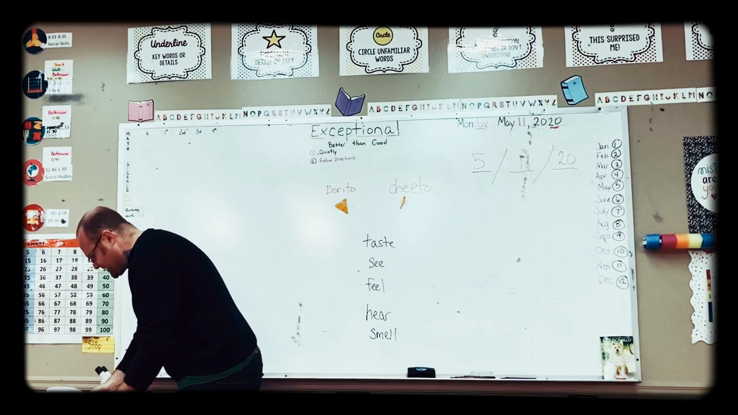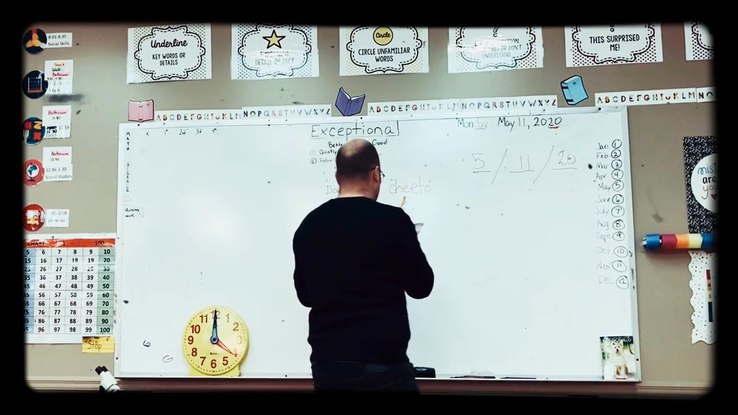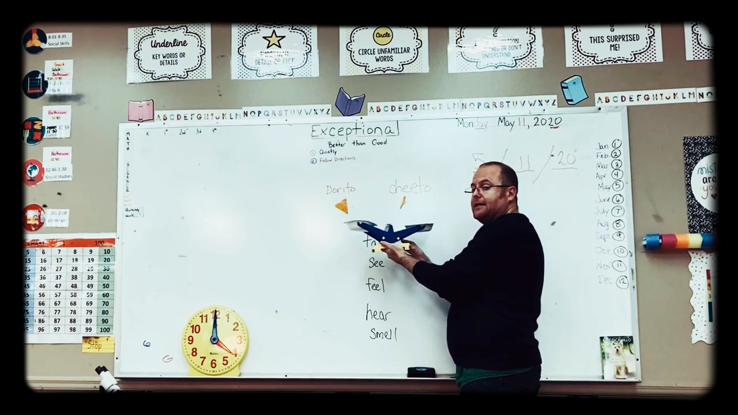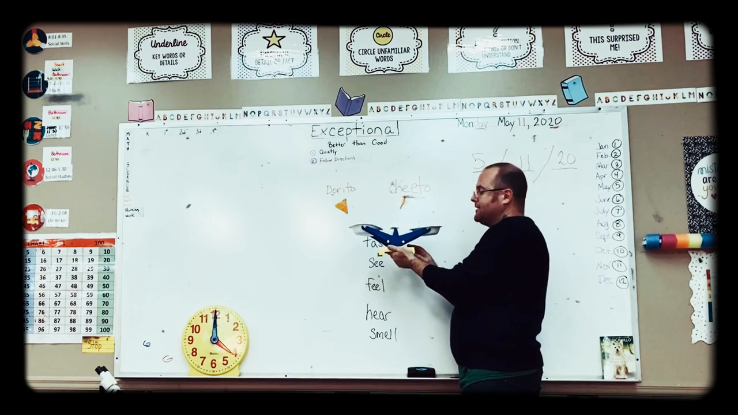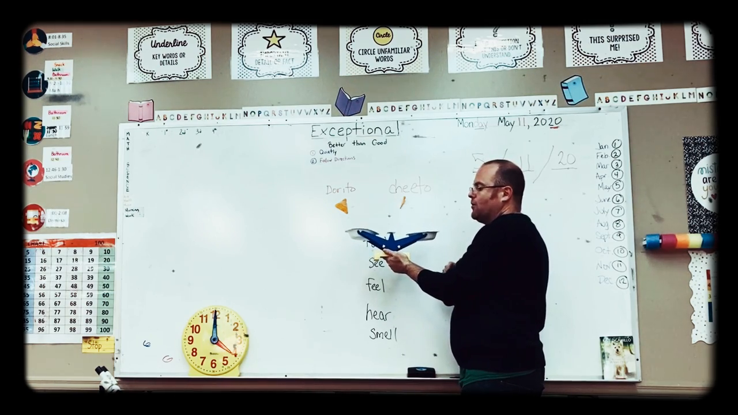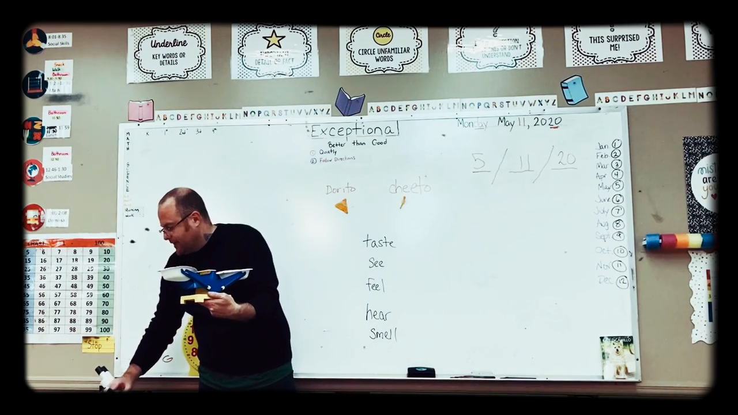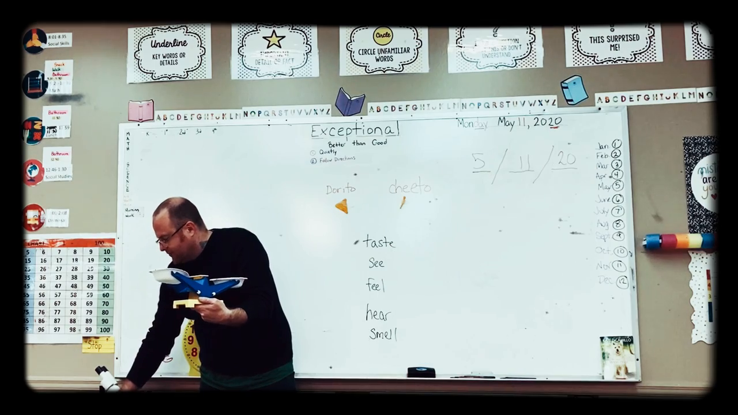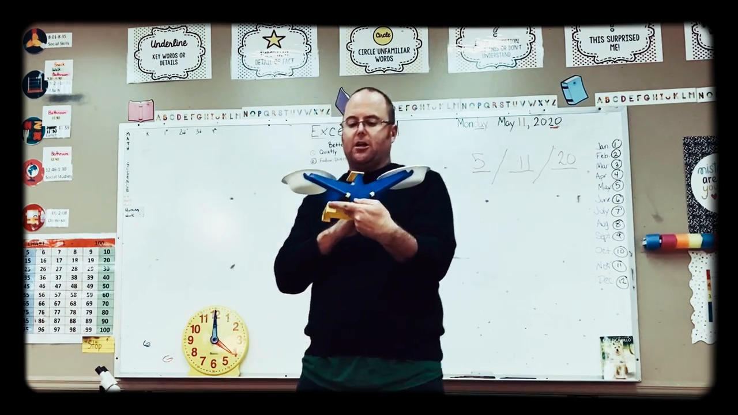Maybe I can use the scale and weigh them. I can weigh them and see which one is heavier and which one is lighter. That's actually not a bad idea. To see which one weighs more and which one weighs less. So let's go ahead and take a Dorito and a Cheeto. And we're going to pop them right in here. We're going to see which one weighs more. We'll use another Dorito and another Cheeto.